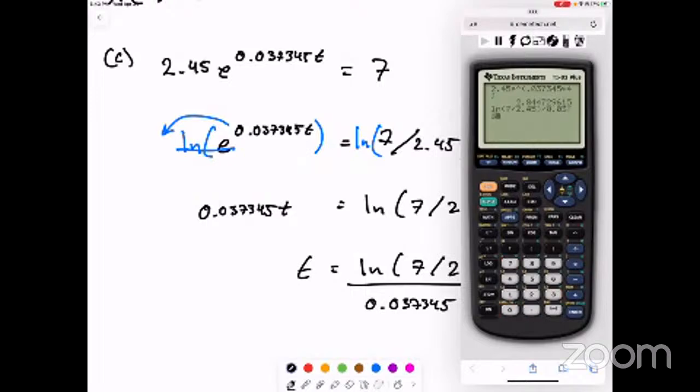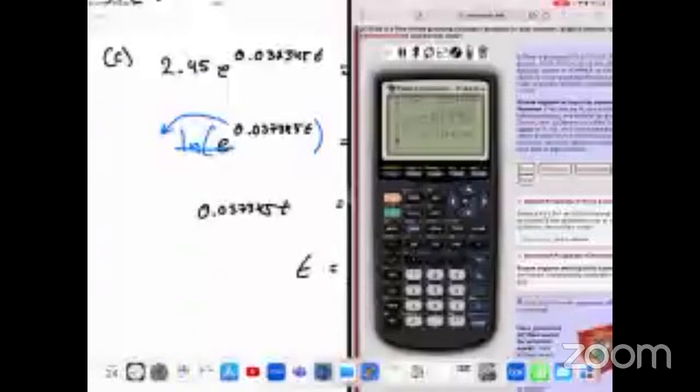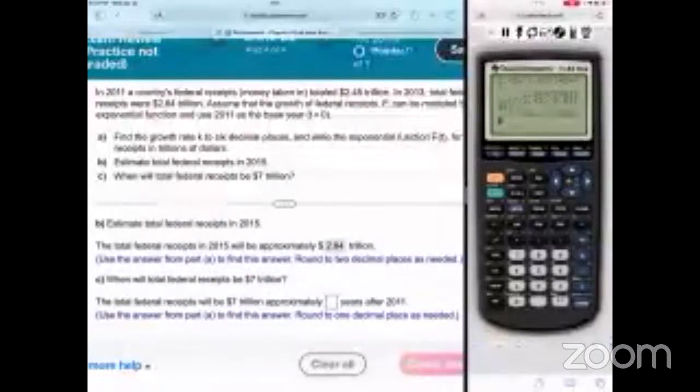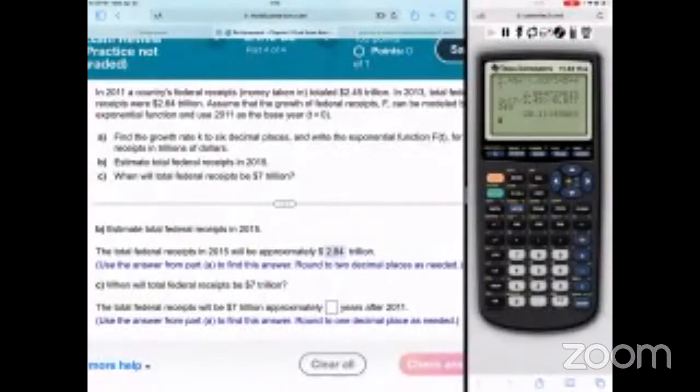So we said 28.11 years later. So what I'm going to do is put it right here. There you go. Round to one decimal place. Okay. So 28.1 years after. Okay.